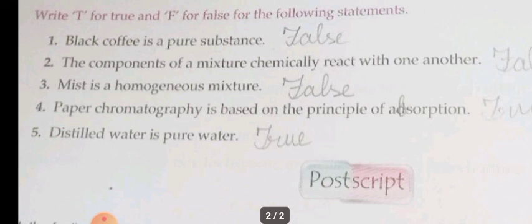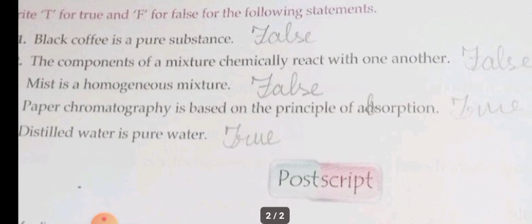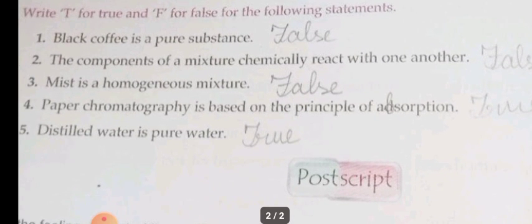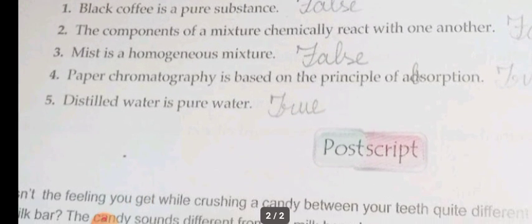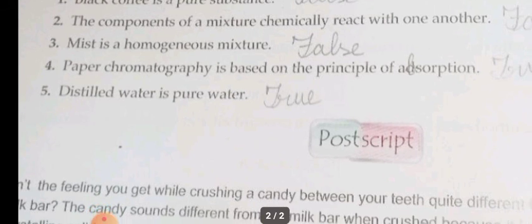The components of a mixture chemically react with one another. So the components of the mixture, they will not react with each other. They retain their properties, no? So the statement is false. Third one, mist is a homogeneous mixture. No, in mist we can see the water droplets and the gaseous particles. So the statement is false.